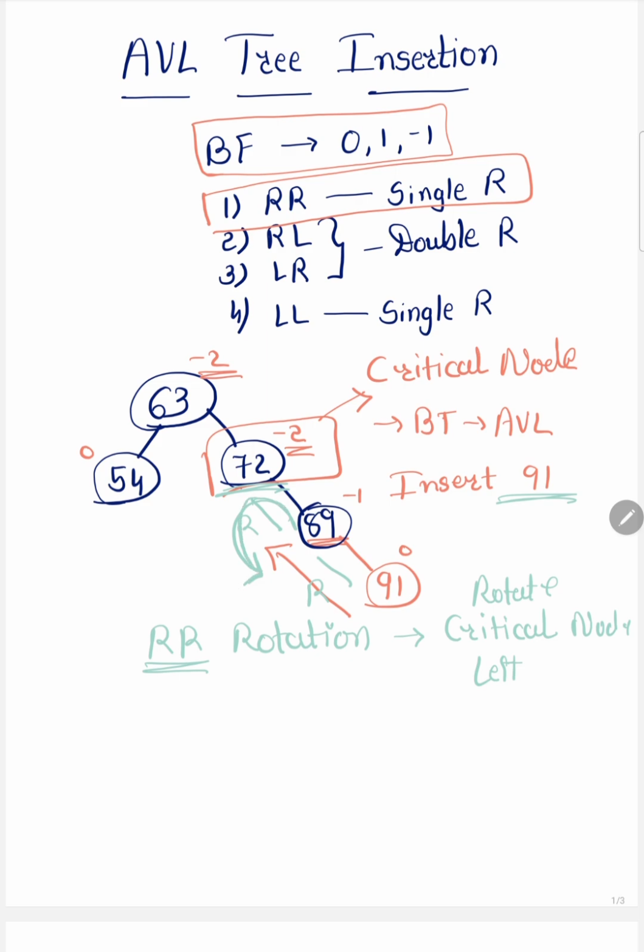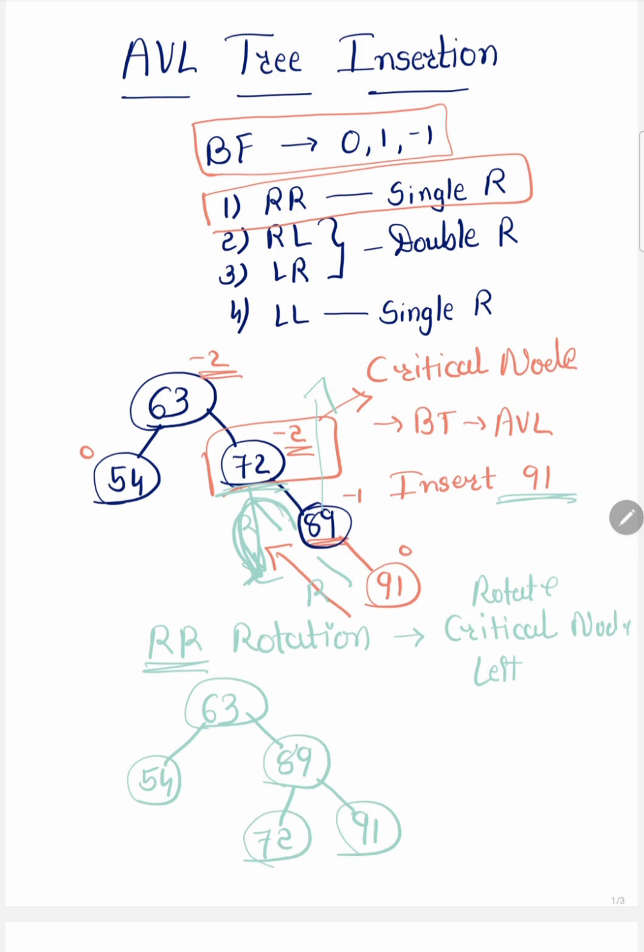Again I tell you that it's like a chain. You just need to pull this 89 up, and the 72 automatically comes down. So after that what you will have: the left child of 63 would remain the same, but the right child, instead of 72, because 72 gets rotated, is now 89. 89 will be the right child. The right child of 89 will remain the same, that's 91, but the left child 72 gets down after rotation, so 72 will become the left child of 89.